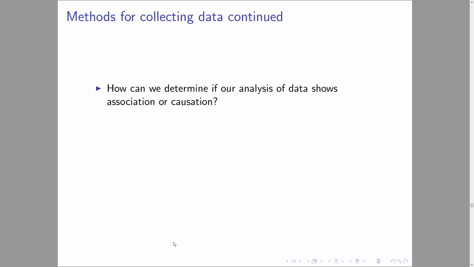So now let's go back to the methods for collecting data that I skimmed over before we touched on association and causation. So it comes down to the question of how can we determine if the analysis shows an association or causation? Because it's all well and good to just pick apart random sentences, but when we're trying to make sense of data, how can we do this? It again comes back to how we collect our data. And depending on what we're controlling and what we're not controlling, it will determine the type of study or experiment.